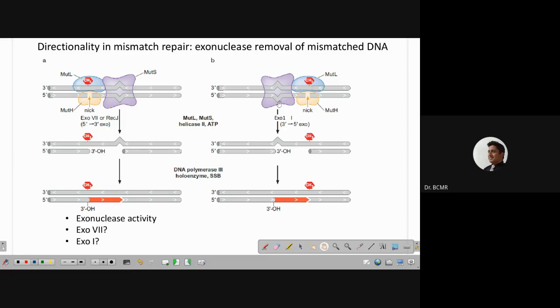What if the mismatch is upstream of the methylation? Then you need a different type of exonuclease activity, because the degradation of the strand should be from 3' to 5', isn't it? So we have a different exonuclease that is called Exo I. It has 3' to 5' exonuclease activity. It will remove it, and then it is filled up by DNA polymerase and then sealed by ligase. Okay, I hope you understood the point of it.